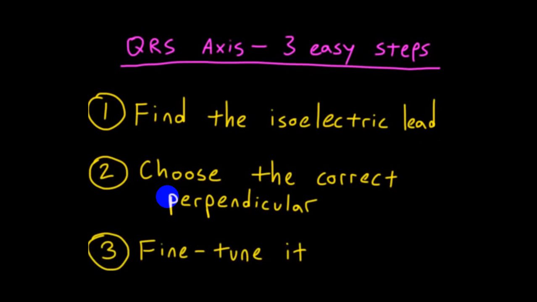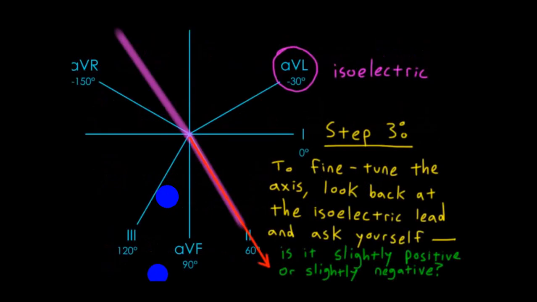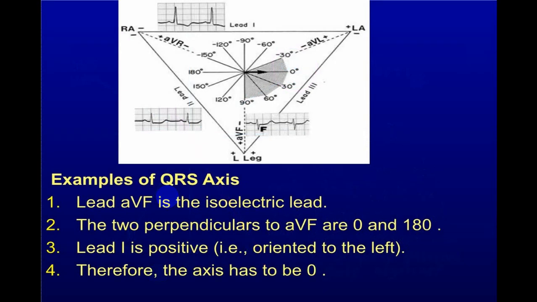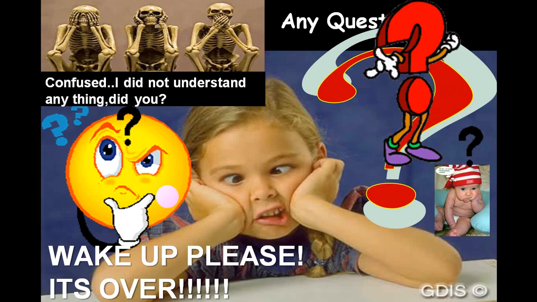It is called three easy steps, where you use an isoelectric lead, choose the perpendicular, and then do a fine tuning. This is that particular technique. You can go through it at your leisure time, and try to calculate the axis with it.